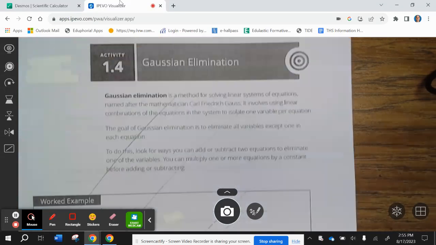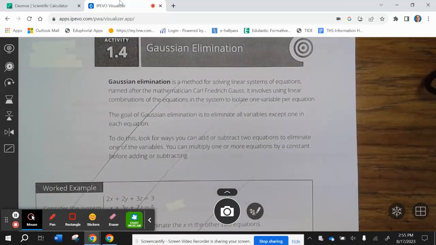All right, let's take a look at 1.4, Gaussian elimination. Gaussian elimination is a method for solving linear systems of equations named after the mathematician Carl Friedrich Gauss and involves using linear combinations of equations to isolate one variable per equation. The goal of Gaussian elimination is to eliminate all variables except one in each equation. To do this, look for ways you can add or subtract two equations to eliminate one of the variables. You can multiply one or more of the equations by a constant before adding or subtracting.